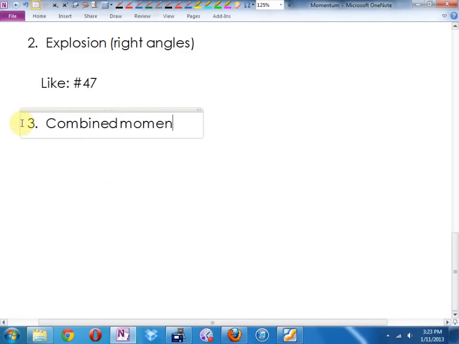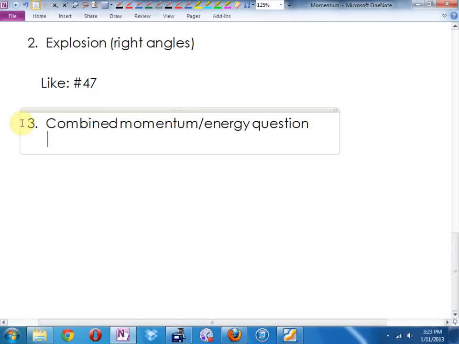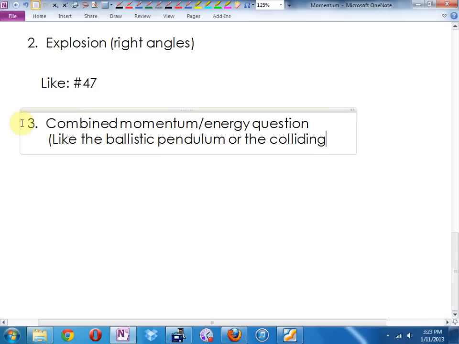The third question: a combined momentum and energy question. Like the ballistic pendulum or the colliding roller coasters. You're going to have a question like the ballistic pendulum or the colliding roller coasters.